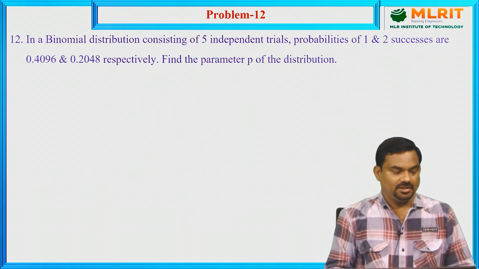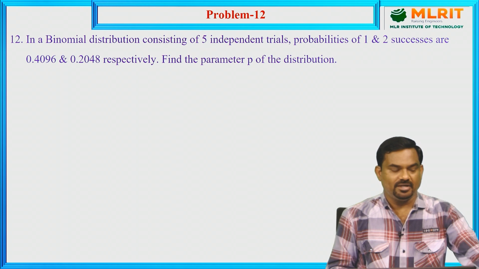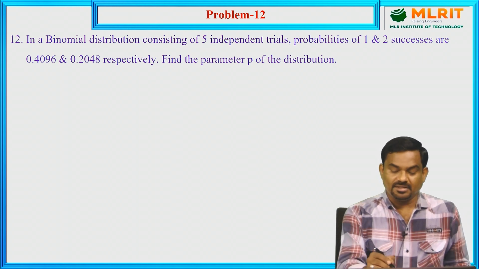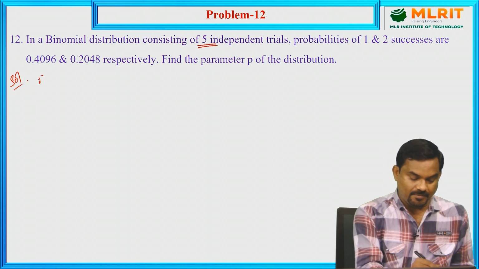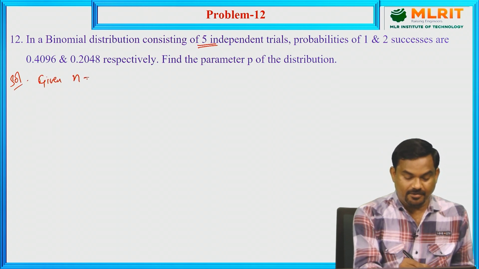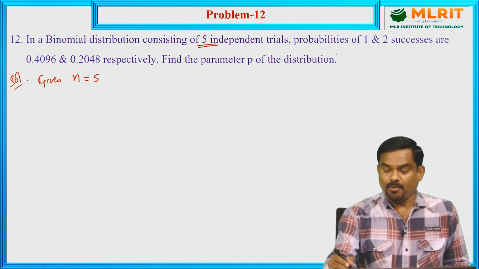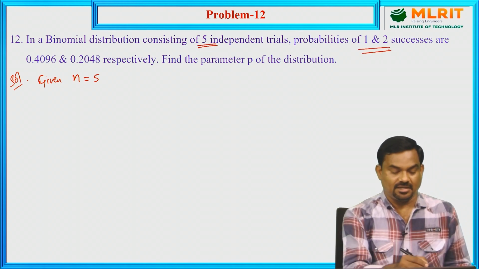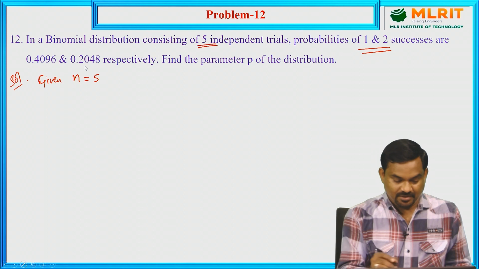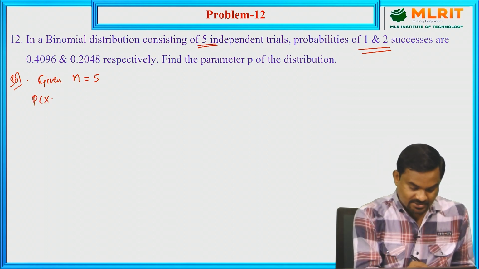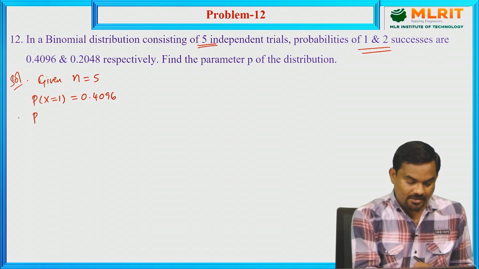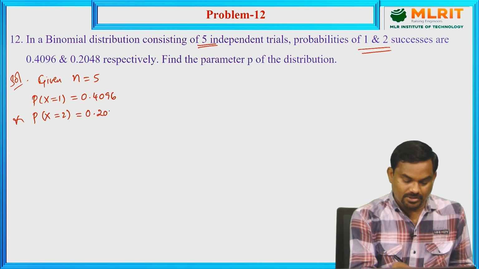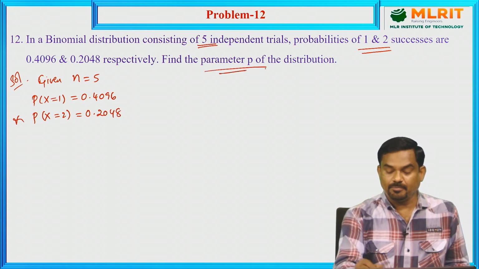Now coming to the next question, in a binomial distribution consisting of 5 independent trials, so it is given n equal to 5. Probabilities of 1 and 2 successes are given respectively. So the probability of one success is given as 0.4096 and probability of 2 successes is also given as 0.2048. Find the parameter p of the distribution.